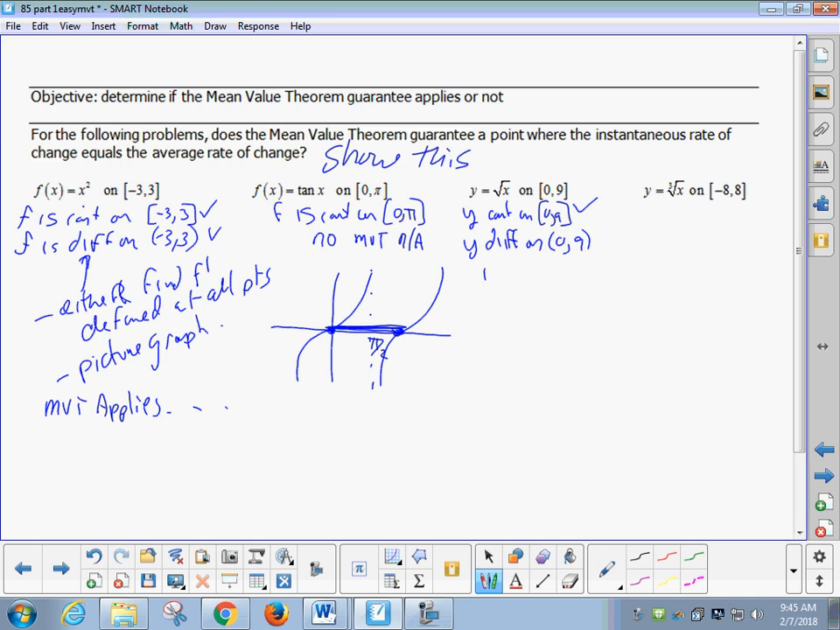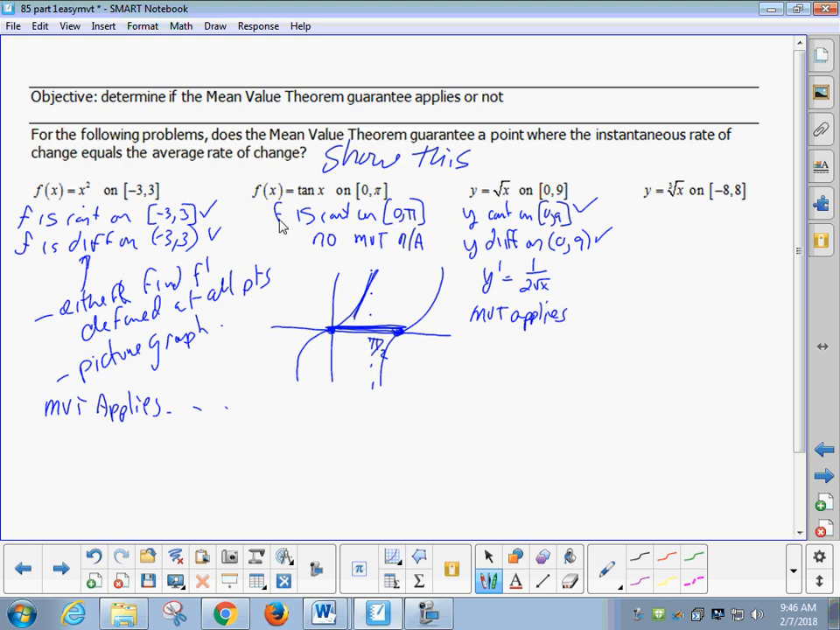It is. Y prime is 1 over 2 root x, and does that derivative exist at 0? It doesn't, but it doesn't have to, and that's okay. The point you're looking for is always going to be in between, so I don't need the derivative to exist at the edges, because you're never going to get that. An edge point is where the slope is the same. It's going to be interior. So this is okay, MBT does apply.